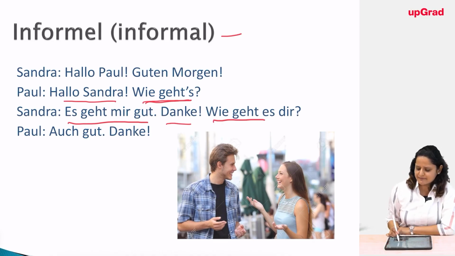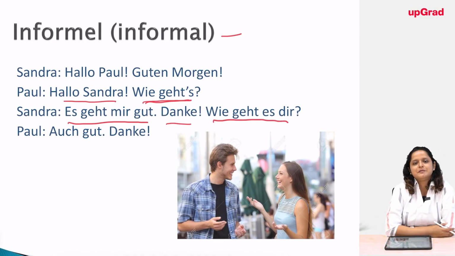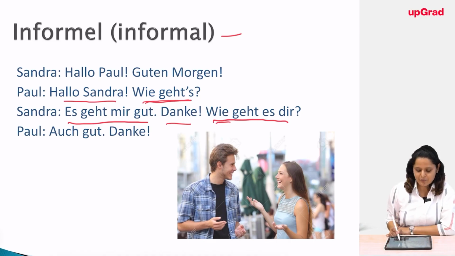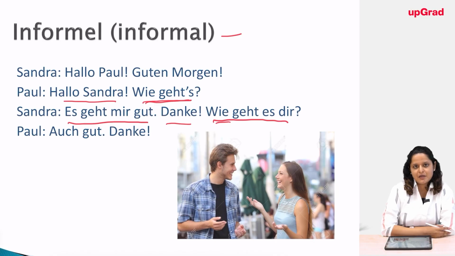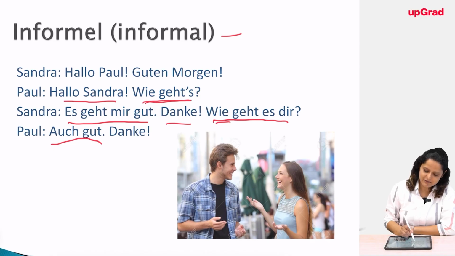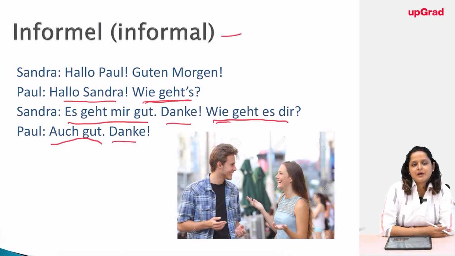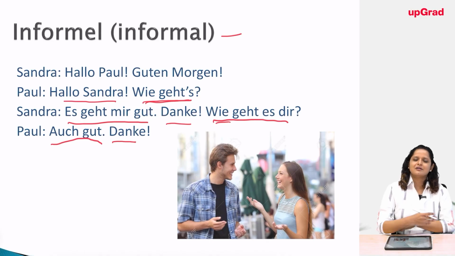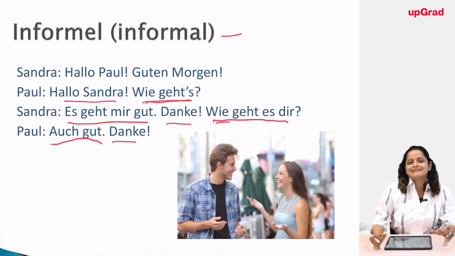And then, of course, you can ask the other person the same question. So if somebody asks me how I am doing, to be polite, I will of course ask them how they are doing. So again, we use the same question, wie geht es dir? The response comes the same, es geht mir gut or auch gut, as you can see here, followed by a danke. Now, normally when we are in informal conversation, there is not always a need to make full sentences.